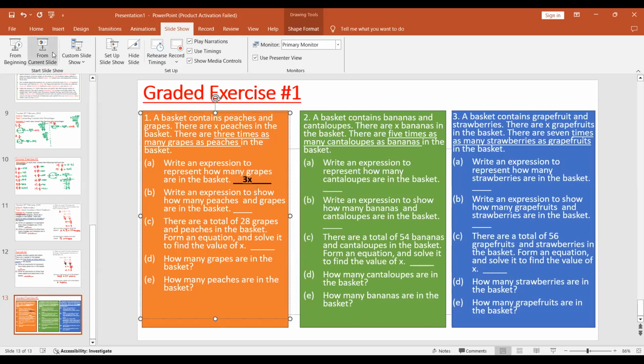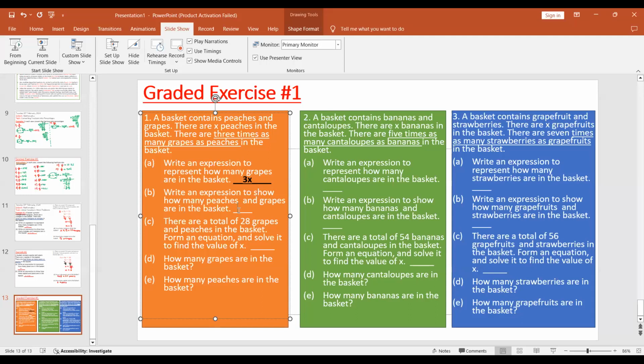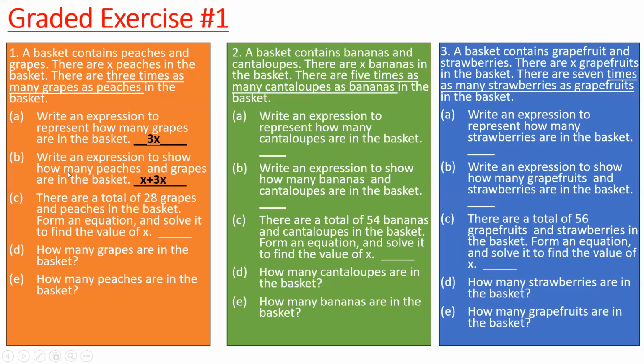All right. It says, write an expression to show how many peaches and grapes are in the basket. What did y'all get for that one? Peaches and grapes. x plus 3x. Very good. x plus 3x is going to be x plus 3x. All right. And that's the answer for that one. How many persons got that? x plus 3x for number 1B. I did. Good.